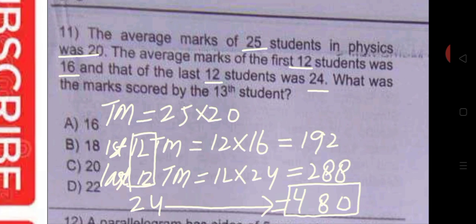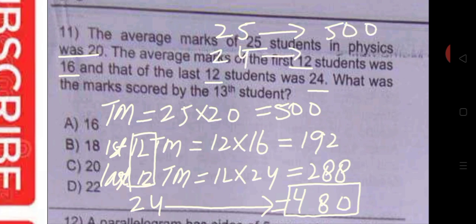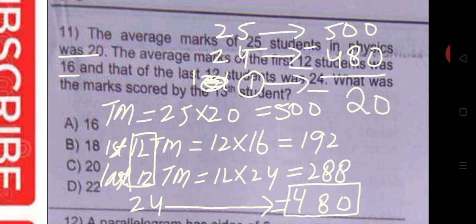So I will write here, 25 students has 25 into 20, which is equal to 500 marks. 24 students have 480 of total marks. Therefore the 13th student, that is the one student who is left, his marks would be simply, we subtract 480 from 500, which comes out to be 20. So the 13th student would have 20 marks.